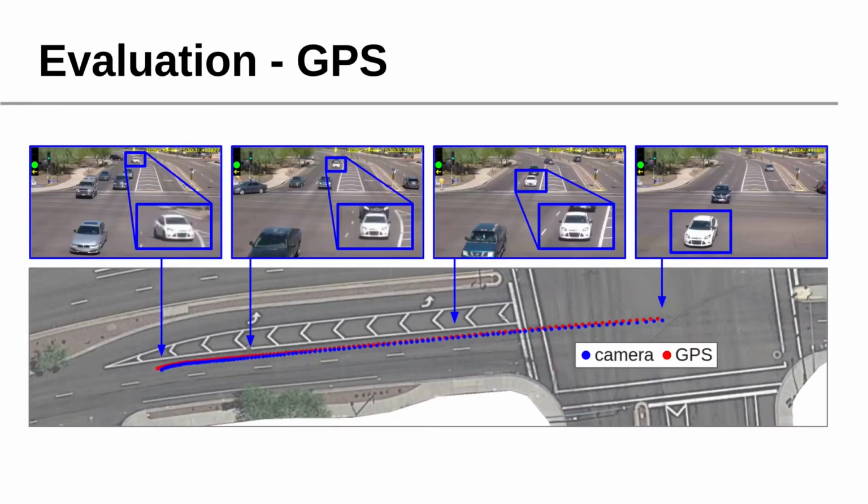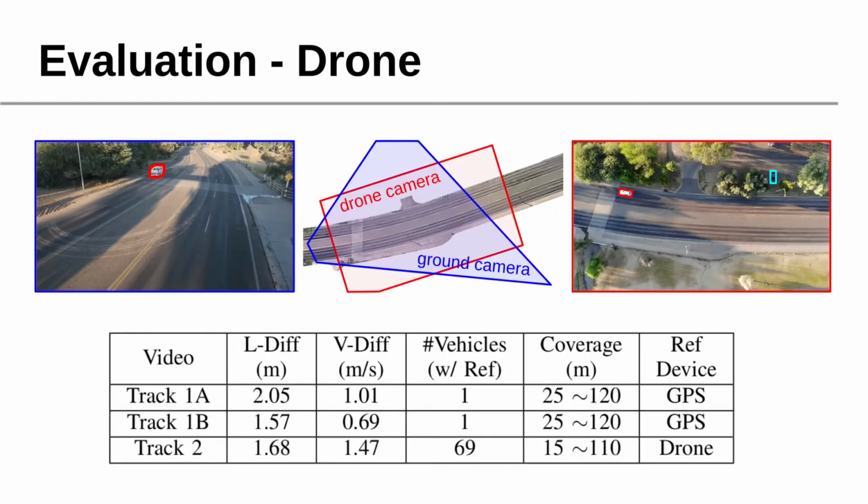Here is the comparison of location measurements between the infrastructure-based camera and the GPS. We can see the differences are small and they are mainly in the camera pointing direction. We also evaluated the localization accuracy of the infrastructure-based camera using a drone-based camera as a reference at a different site for multiple vehicles. On average, the location difference between our camera measurements and the reference measurements is around 1.5 meters to 2 meters within the coverage of about 120 meters.